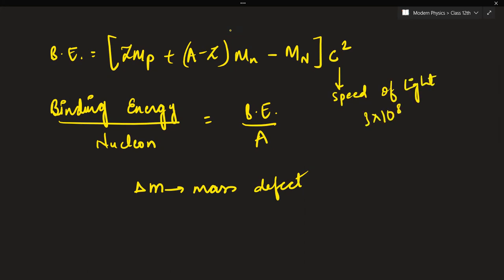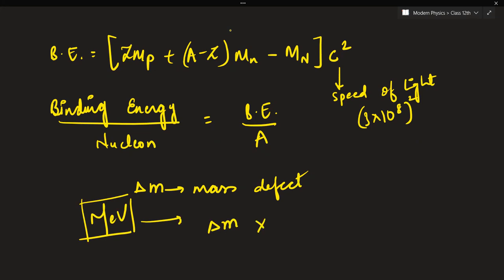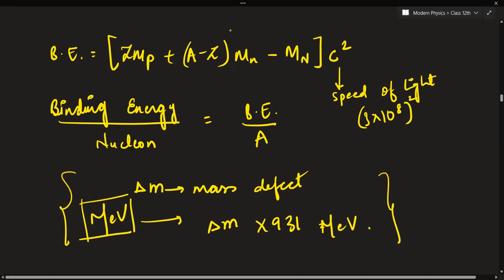Then first you put 3 into 10 to the power 8 meter per second, whole square. And if you want to convert it into electron volt, you divide the entire term by 1.6 into 10 to the power minus 19. But we usually have the binding energy per nucleon in mega electron volt. To obtain this unit, just multiply the mass defect by 931 and you will get your answer in mega electron volt. Just note it down somewhere in your notes.